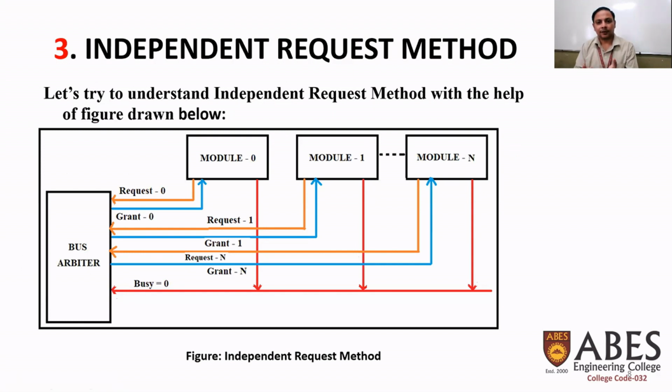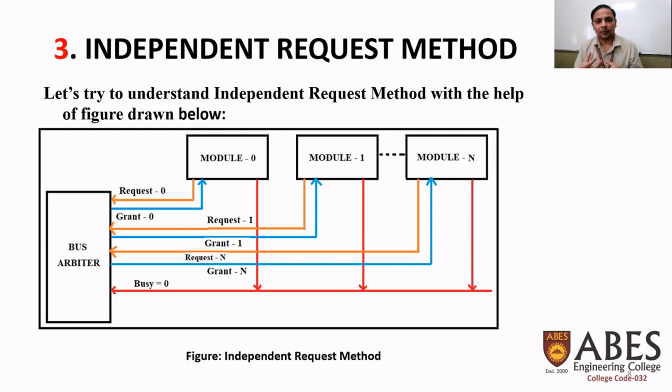This is like everybody has their own resources. So there are some modules that want to access the signal or the system bus, so they have their separate request line and separate grant line. Module 1 will have its separate request line and separate grant line. As per the instruction, all the bus masters will have their separate request line and separate grant line.